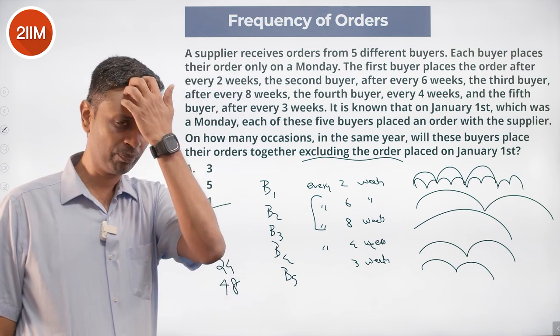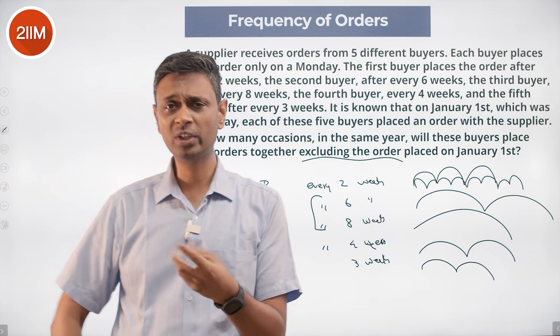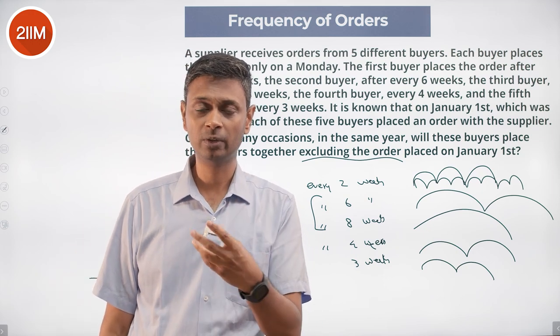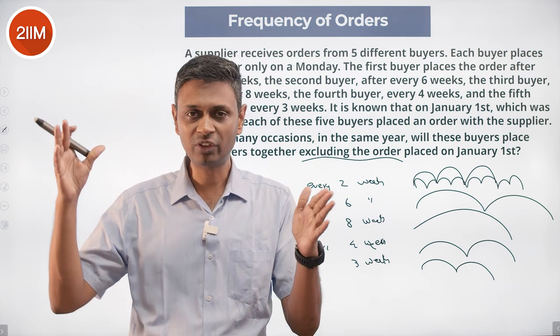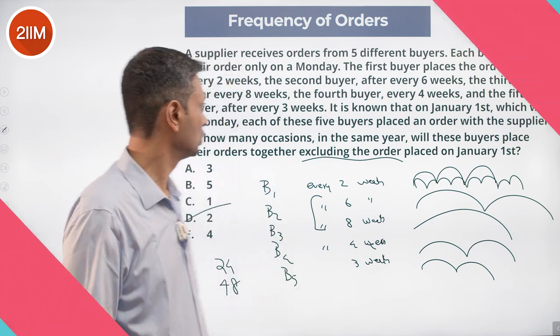A classic question with LCM. The language gives it away. Every 2 weeks, every 4 weeks, every 8 weeks, every 6 weeks. So just going in cycles, but to see when the cycles coincide.